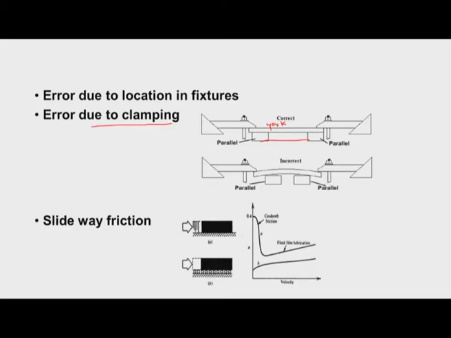Now, sometimes the operator may place the parallel plates like this, and then when the clamping force is applied, the workpiece will bend like this. Now the cutter will cut the workpiece like this, and then once the clamps are removed, the workpiece will spring back, and we get the inaccuracy in the workpiece.